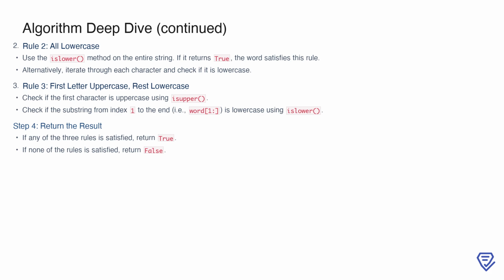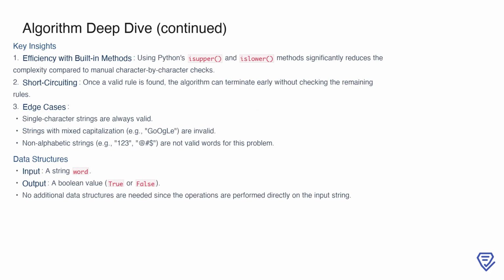the valid capitalization patterns. There are a few key insights that make this algorithm efficient and robust. First, leveraging Python's built-in methods like isupper and islower minimizes the need for manual character-by-character checks, improving efficiency. Second, the algorithm benefits from short-circuiting, meaning that once a valid rule is found, it stops further checks and immediately returns true. This avoids unnecessary computations.